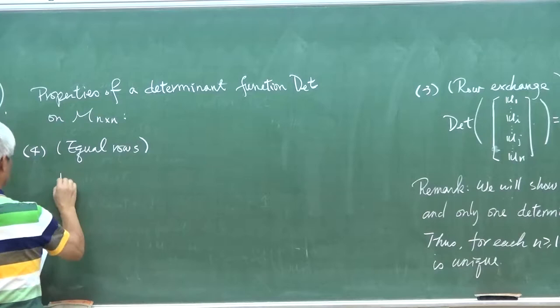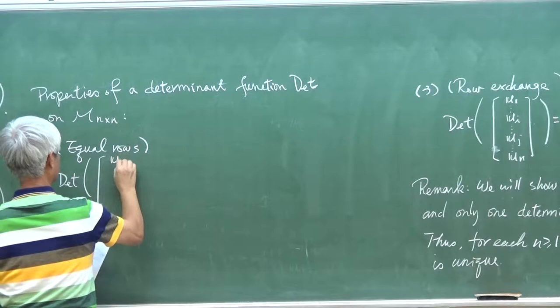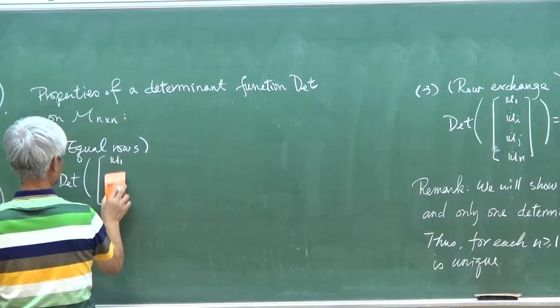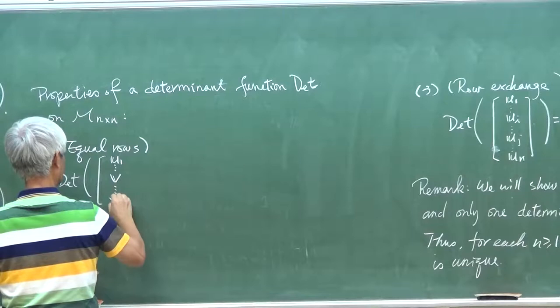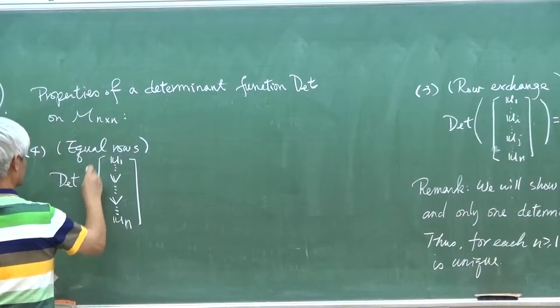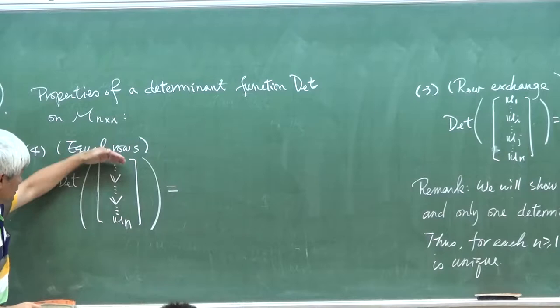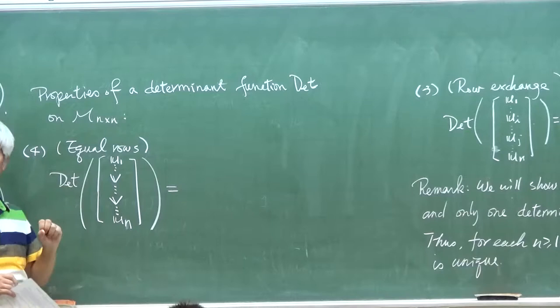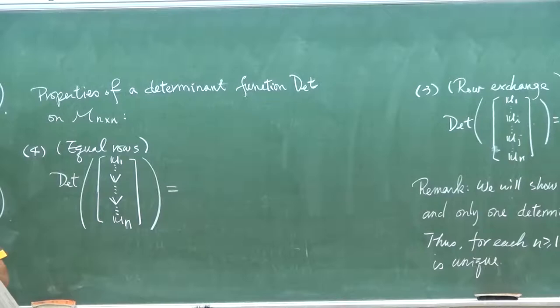So the determinant of a matrix where first of all you have v here, and you have v again. When you look at the matrix and you identify that there are two rows, and these two rows are equal, then the determinant is equal to zero.